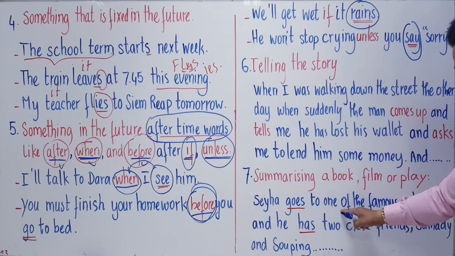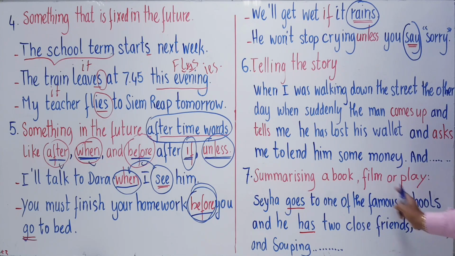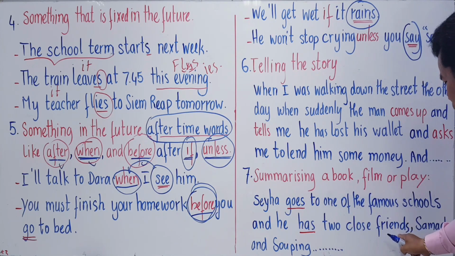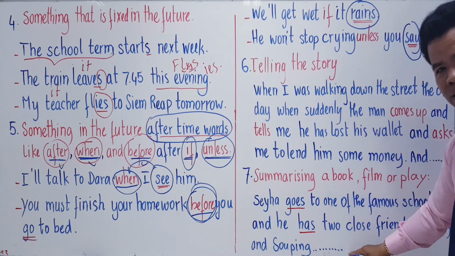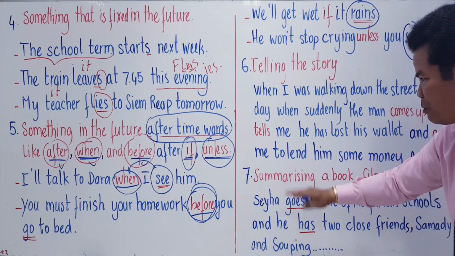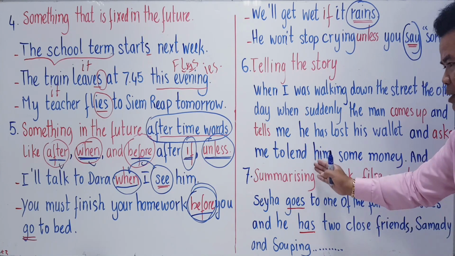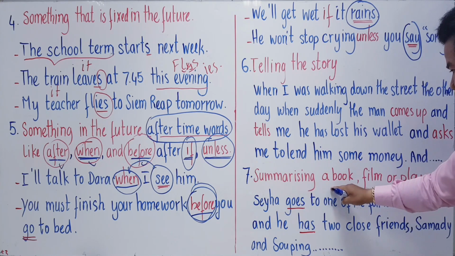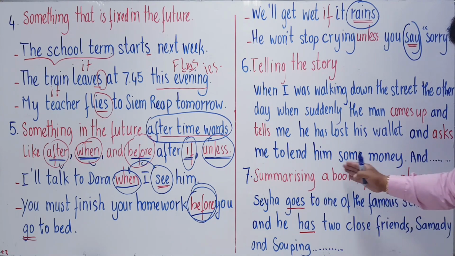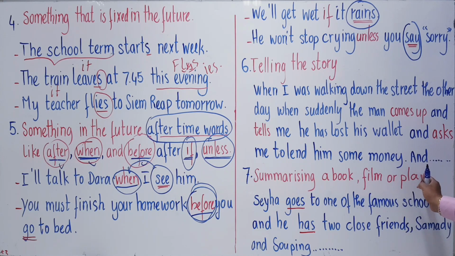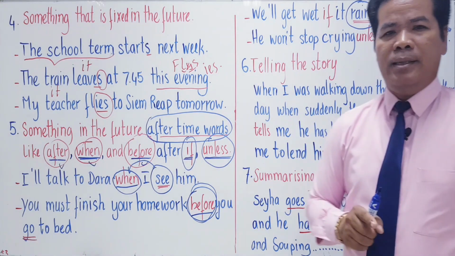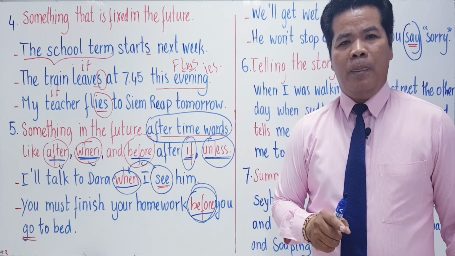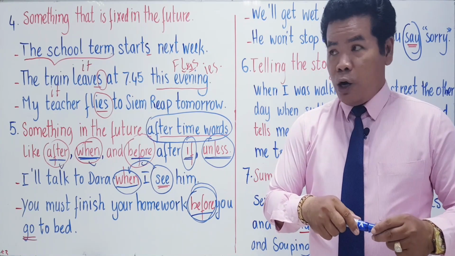Saya goes to one of the famous schools, and he has two close friends, somebody and Subi, and blah blah blah blah. There will be more. This is a kind of summarizing. Okay? This is a kind of summarizing a book, summarizing a film, and summarizing a play. When you want to summarize the book, the film, or play, the tense you use is present simple tense. Okay? The present simple tense.